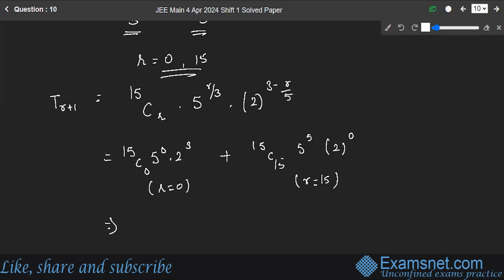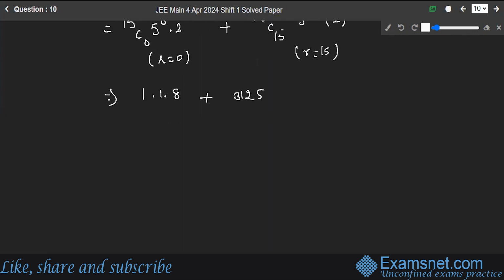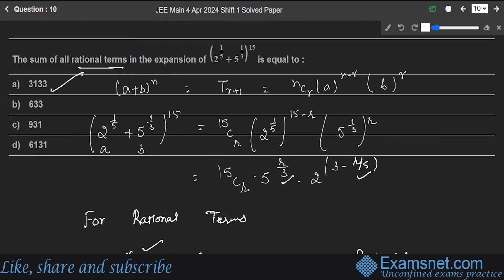Let's solve it. This will be equal to 1 into 8, and this will give me 1 into 5 power 5. This is 5 by 5, so this will give me 25, multiply 25, so you have 625, multiply this, it will give you 3125. Okay. So 3125 plus 8 is 3133. This is the answer to the question. You have the first option as the correct answer. Hope you understood that. Let's move to the next question.